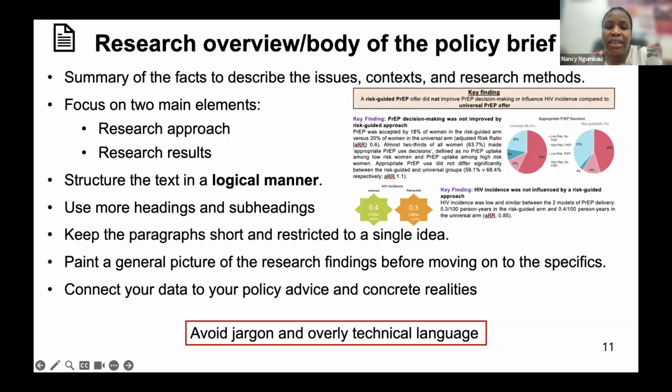And then we go to the overview. And here is where a lot of us scientists struggle a bit. And I think this is where we spend a bit of time with the attendees and even with the policymakers. So here it should be the summary of the facts to describe the issues, the context, and the research methods. And in the body is where you're talking about your approach and the results section.